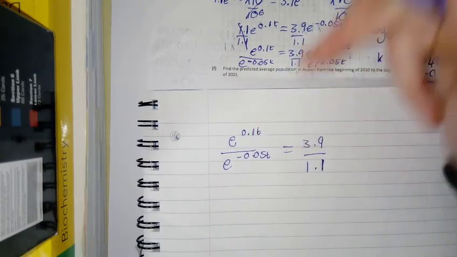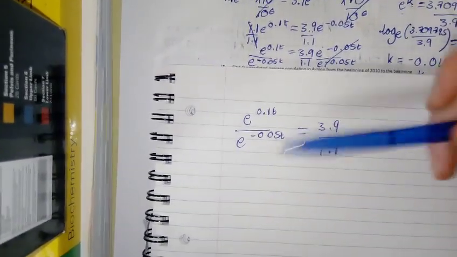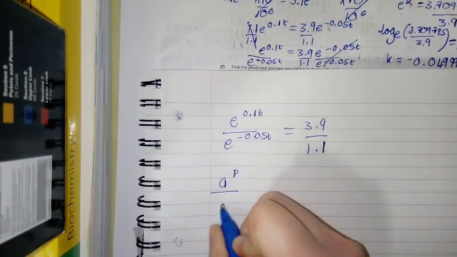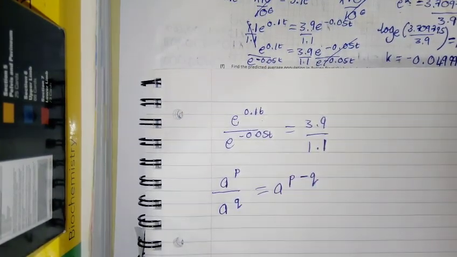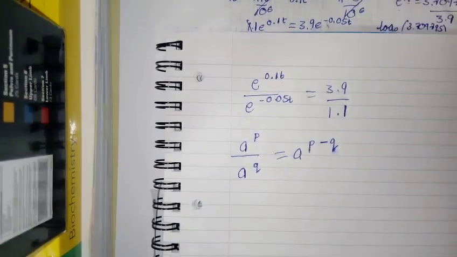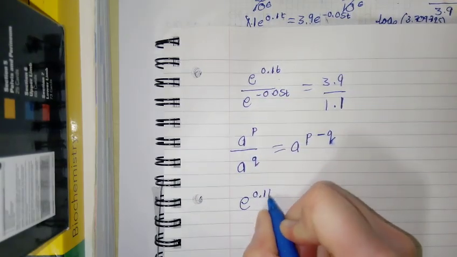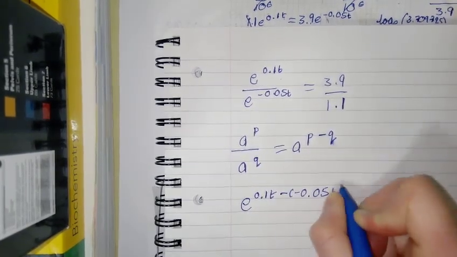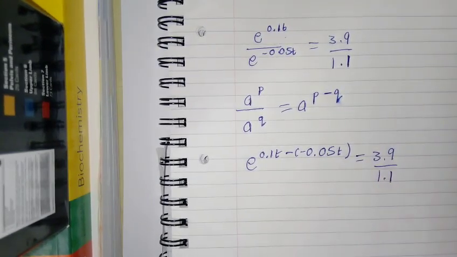So now we're going to have to go back to our laws of indices. With the natural exponential function, it's the same for all exponentials. So if we have something like a to the power of p over a to the power of q, that's going to be equal to a^(p-q). So this is the same. This is going to be equal to e, the first one on top, 0.1t, minus 0.05t, and that's equal to 3.9 over 1.1.